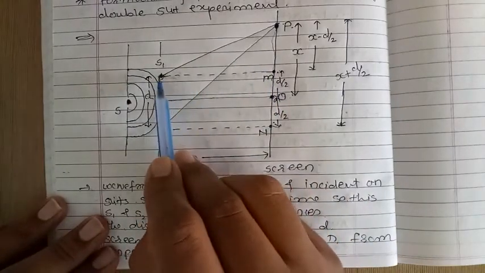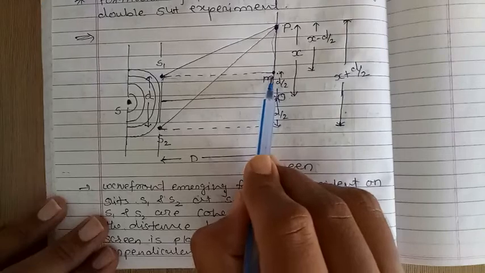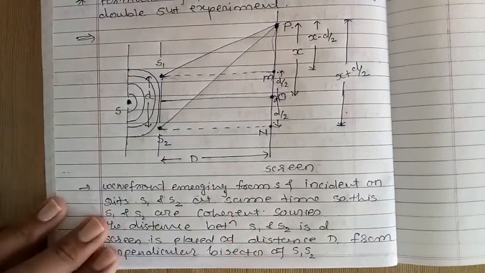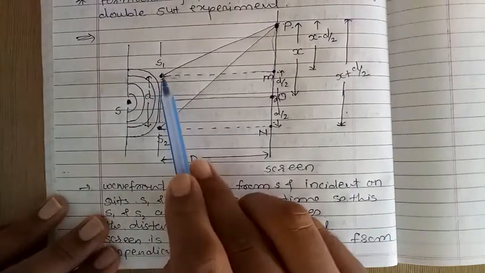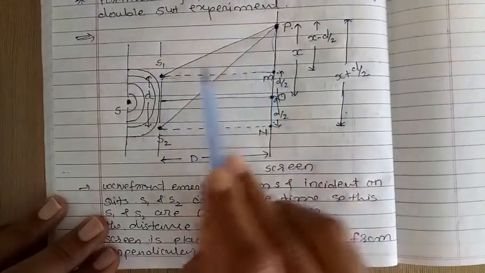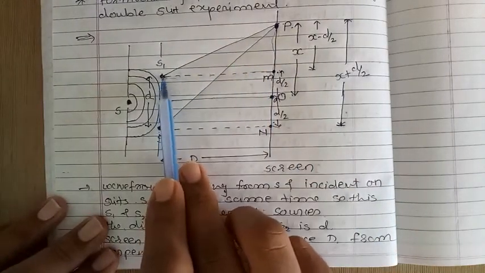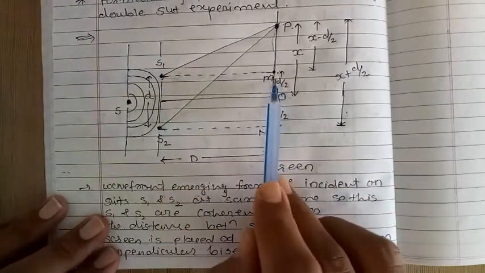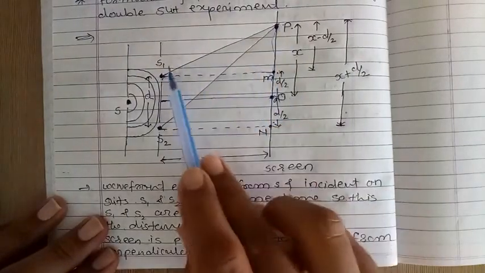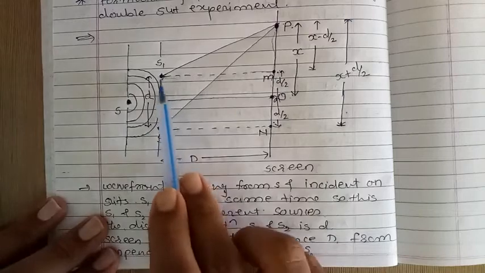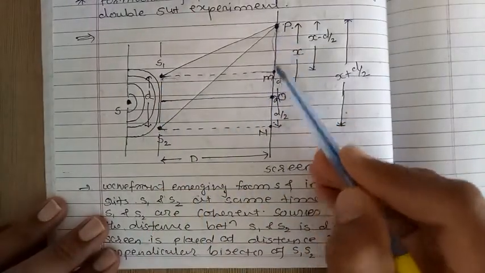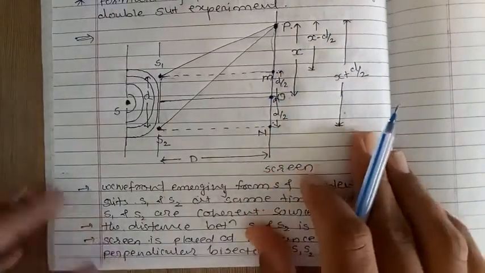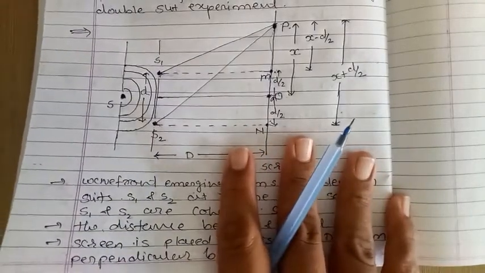We know the formula: S1M square plus MP square is equal to S1P square. I repeat, to find S1P we consider the triangle S1MP. By using the Pythagoras formula, S1M square plus MP square equals S1P square. We know the value of S1M is capital D, and the value of M to P is x minus d by 2.